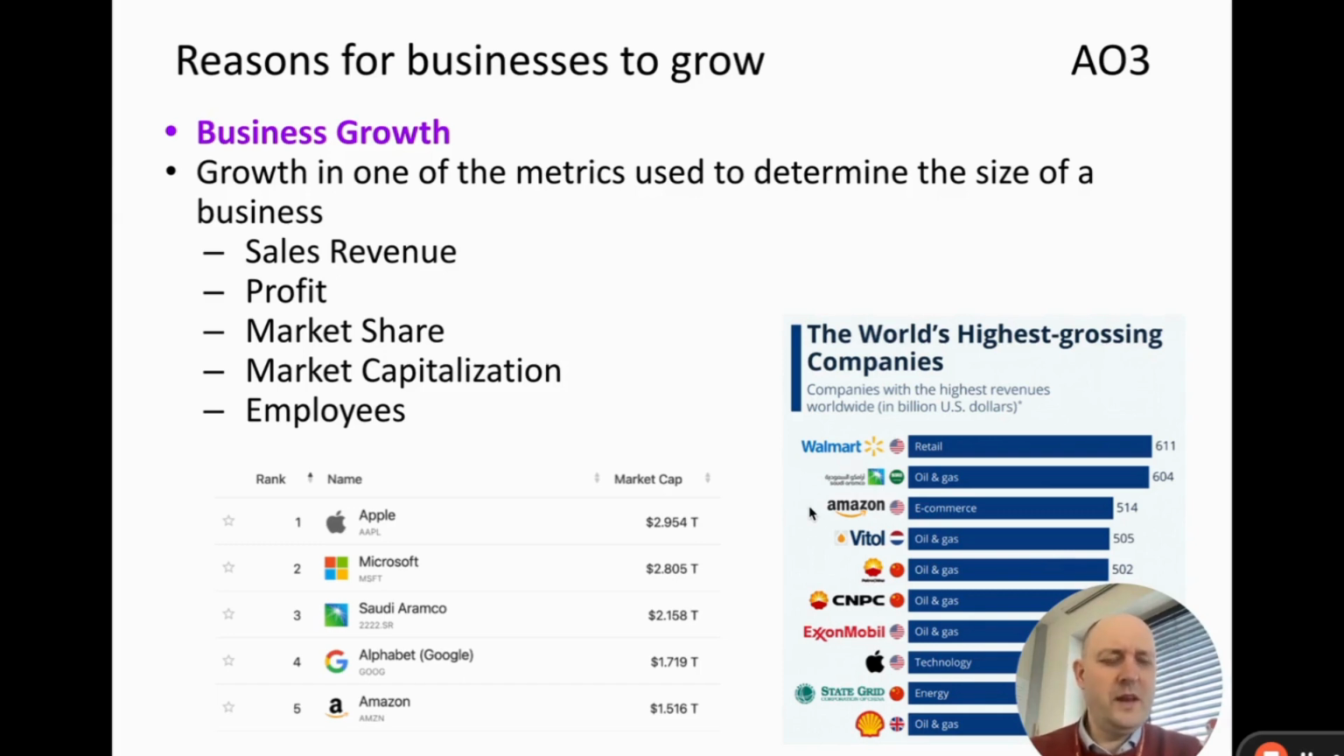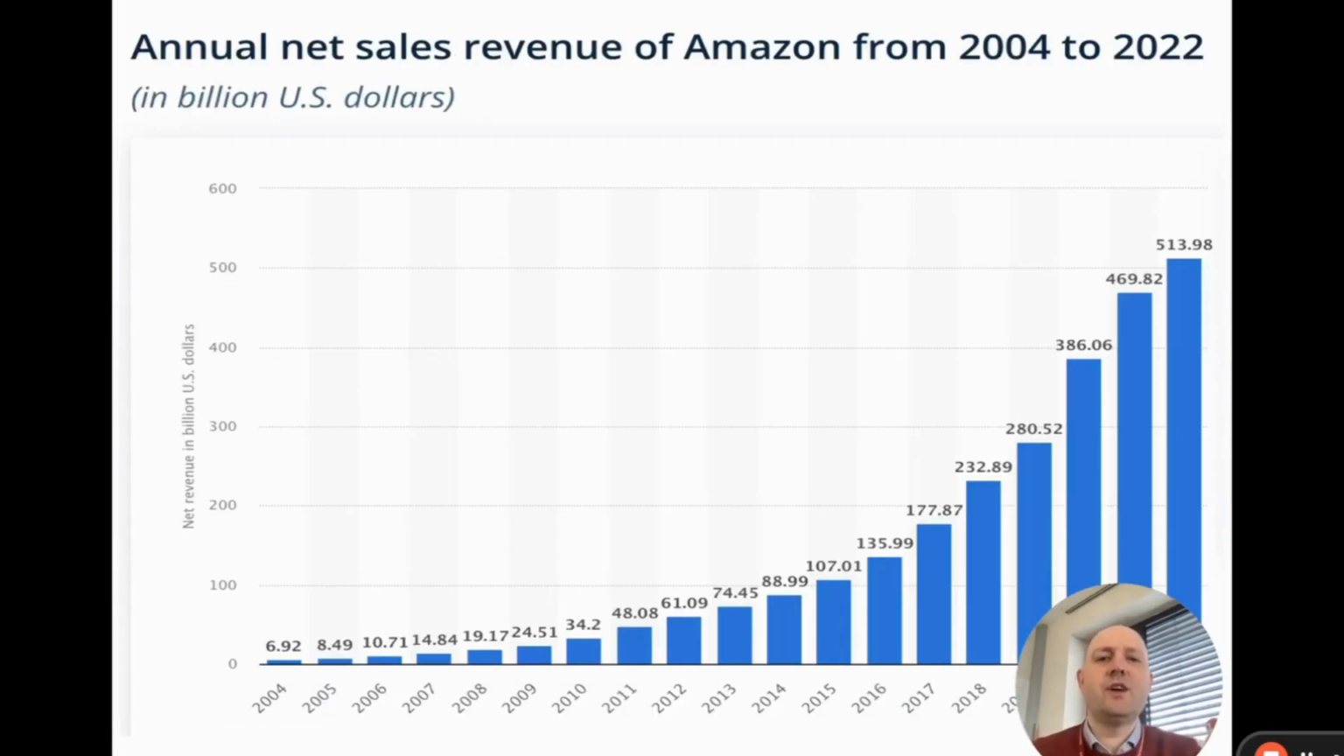So before we look at what it means for a business to grow, we need to be clear what we mean by growth, and different companies will use different metrics when they talk about wanting to grow. To give you an example of how a business might use different metrics, this is the annual sales revenue of Amazon from 2004 to 2022. And what you see here is really quite a nice graph. It goes up nicely and then becomes exponential up here. For Amazon, this is a really nice diagram to look at because their sales revenue has gone up quite consistently.